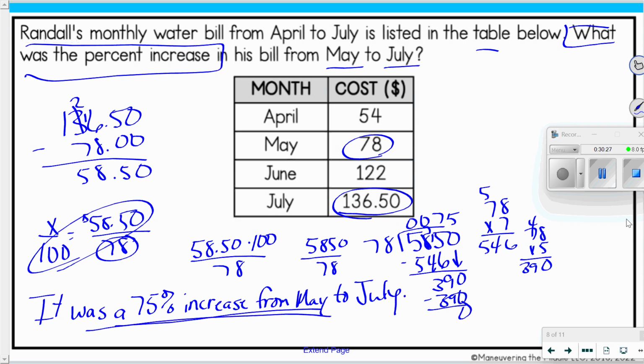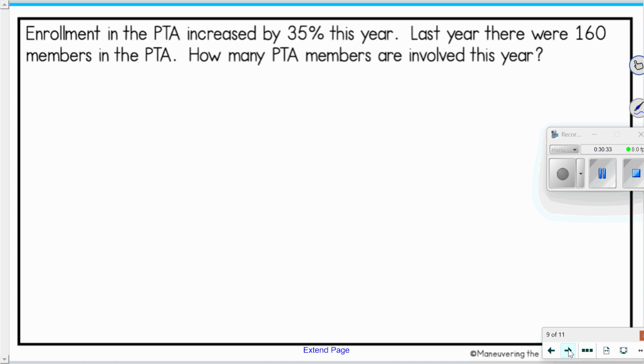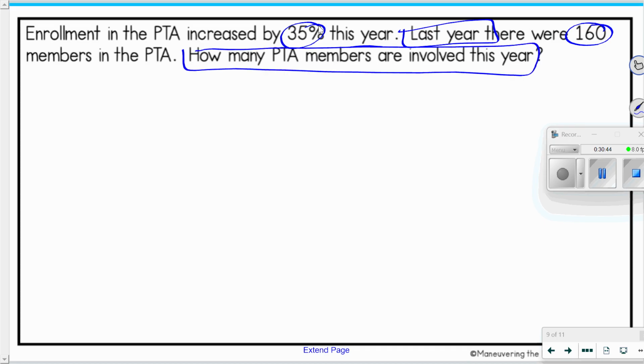Questions on how to set these up or how to solve them? Okay? Your last one, enrollment at PTA increased 35% this year. Last year, there were 160 members of the PTA. How many PTA members are there this year?